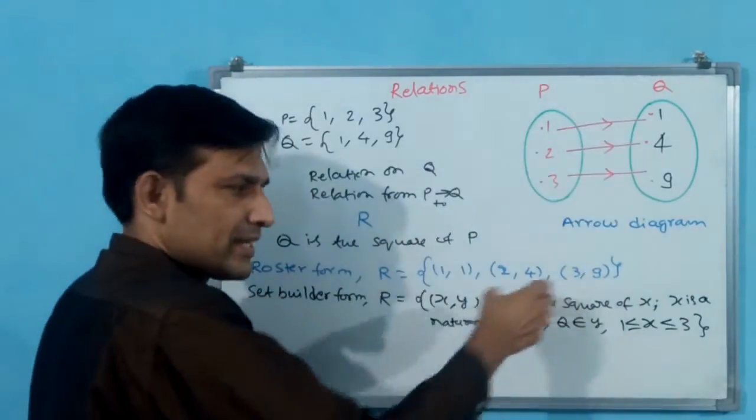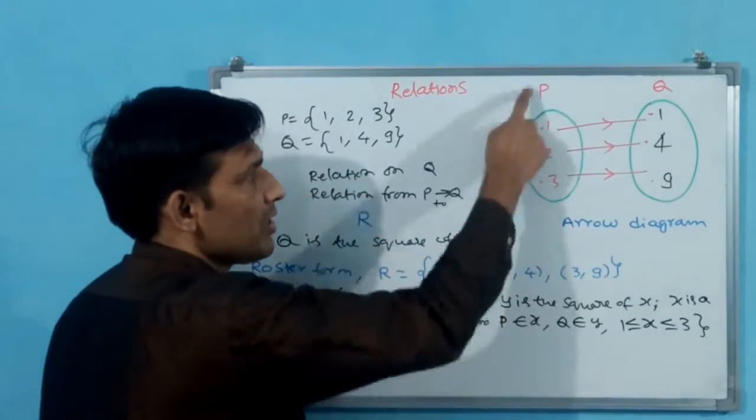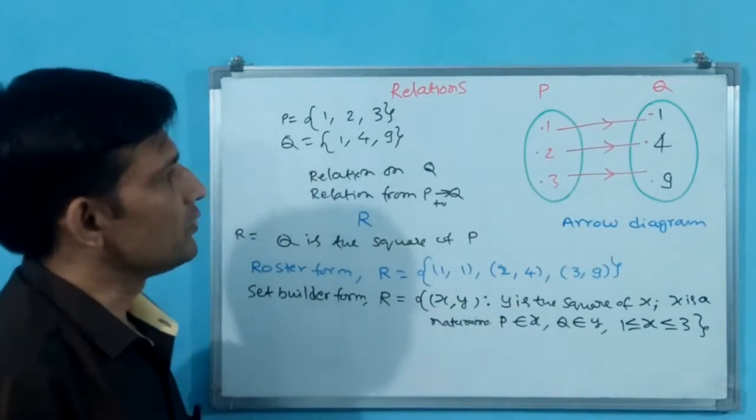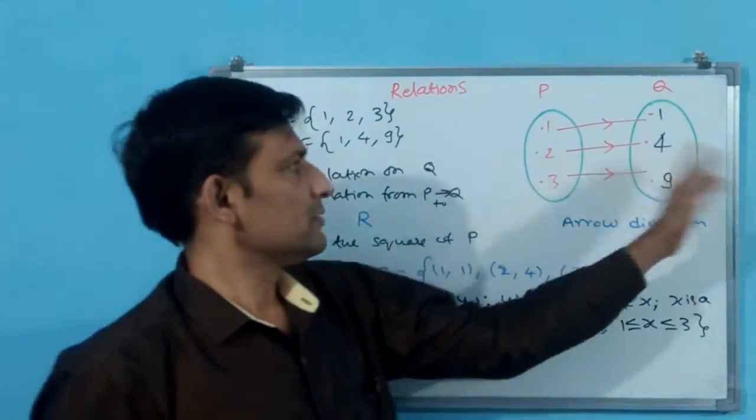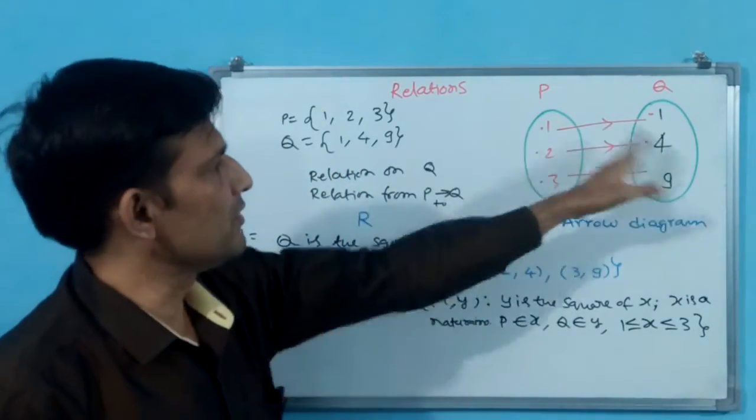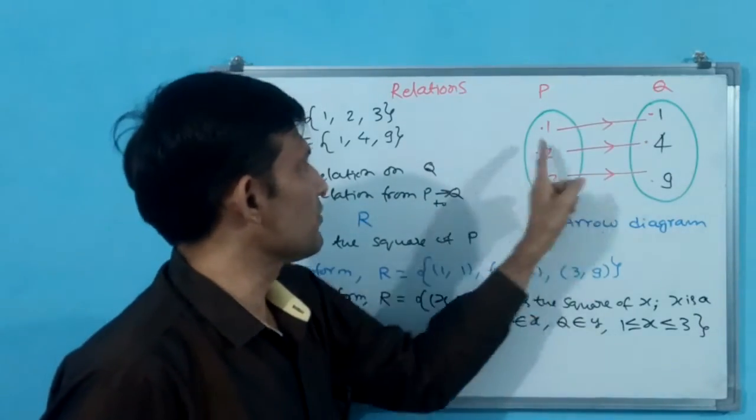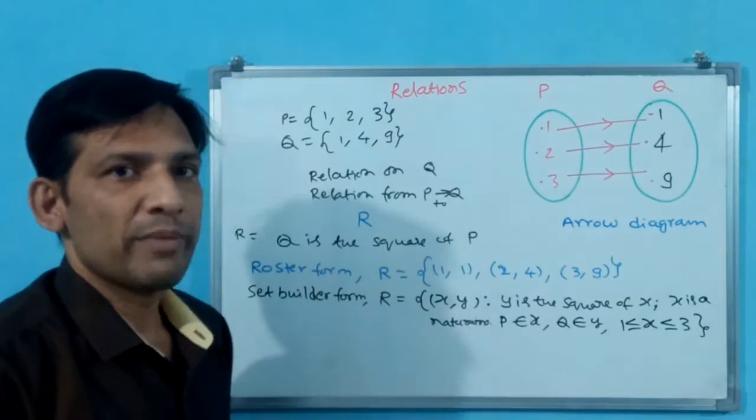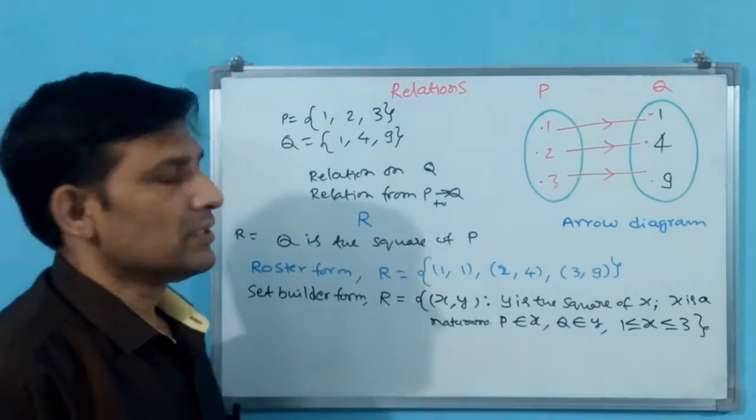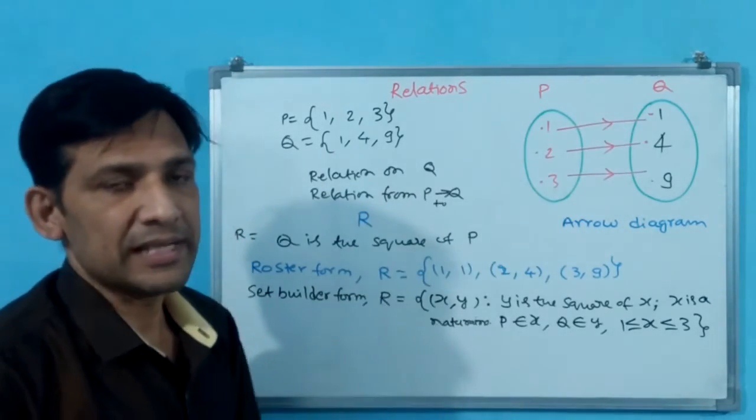These all come under the x coordinate, and these all come under the y coordinate. That means P belongs to x, Q belongs to y. Arrow direction is towards the right side. In the second one, each element should be seen accordingly. Here 1 to 1 means 1 to 1, 2 to 4 means 2 to 4. Like that we can make the arrow diagram. This is the arrow diagram.